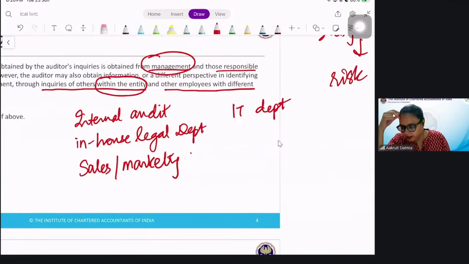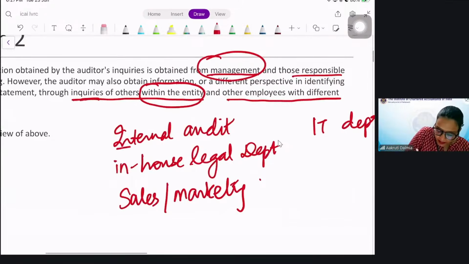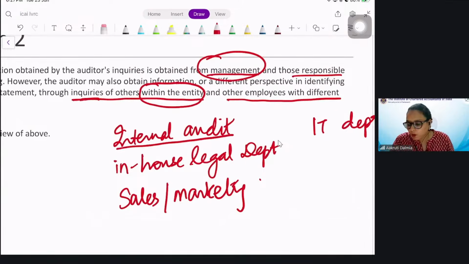IT department, very good. Yes or no? So think about the departments first. If you do this, your half job is done. Now let's say I want to inquire with the internal audit department. What information can I get from the internal audit department?